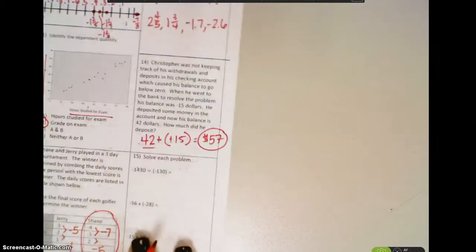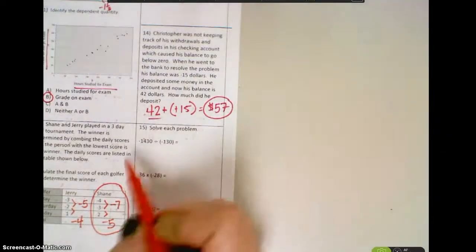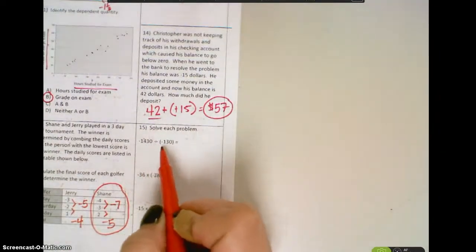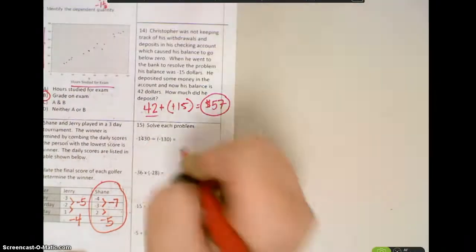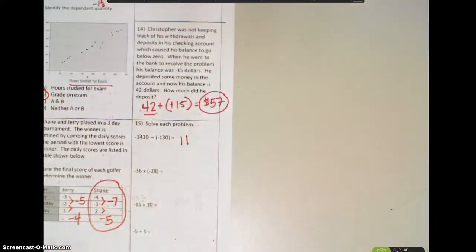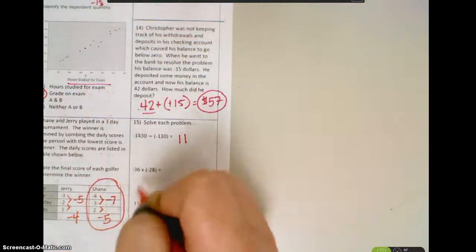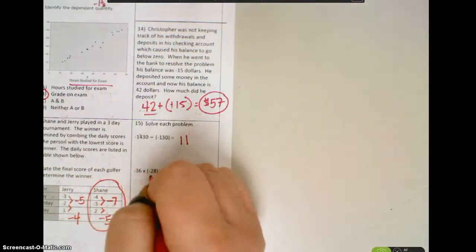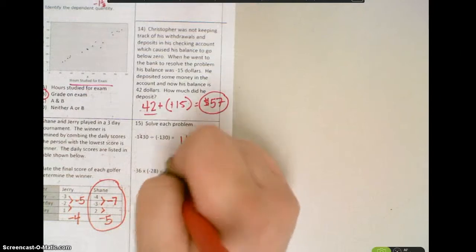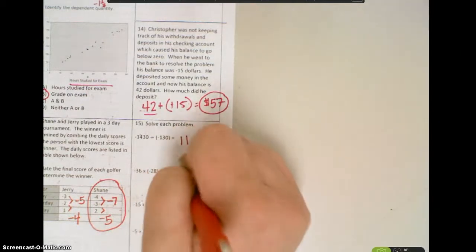Solve each problem. So I have negative 1,430 divided by negative 130. Because it's a negative divided by a negative, my answer is going to be positive, and the answer to this is 11. Negative 36 times negative 28. Again, negative times a negative is going to be a positive, and the answer will be 1,008.